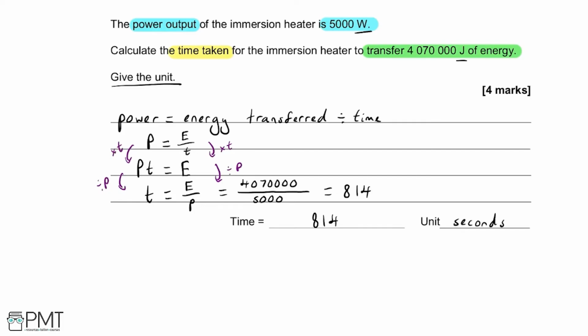You could, if you wanted to, also convert this into minutes, so that would give you 13.57 minutes. However, there's no need to do this. 814 seconds will get you all 4 marks, and so it's not necessary to go to the trouble of converting that into minutes.